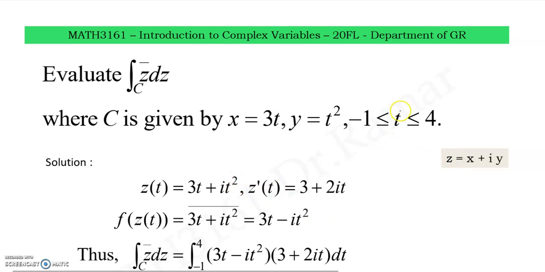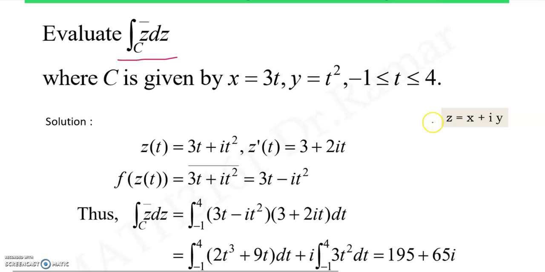Evaluate the integral over C of z bar dz, where C is given by x equal to 3t, y equal to t squared, and the limit for t is -1 to 4. Now in this question, everything is given. What is x, what is y, and what is the limit for t. So there is no need to find the parametrization as we did in the previous questions.